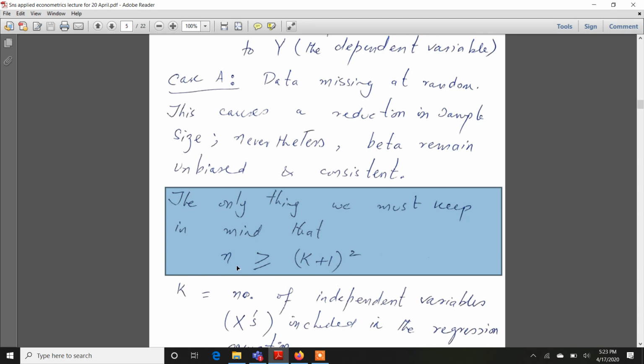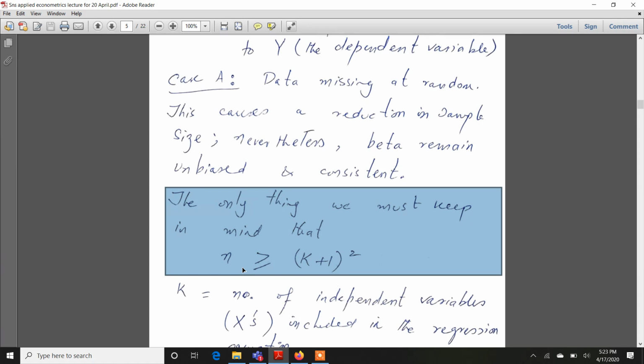So what does that mean? For example, if you are running a binary regression, which means you simply have 1 y and 1 x, k is the number of x variables, so k will be 1. Now (1 plus 1) square is 4. So the minimum sample size required to run a binary regression is 4. Now you may ask how we can run a regression with just 4 observations? What I'm saying is this is the minimum possible sample.